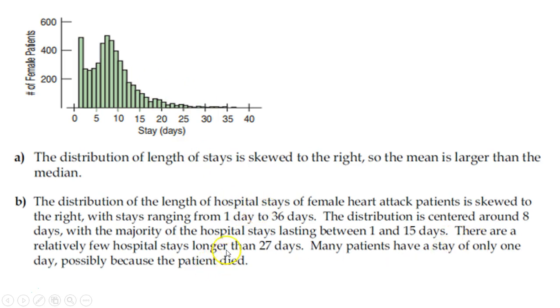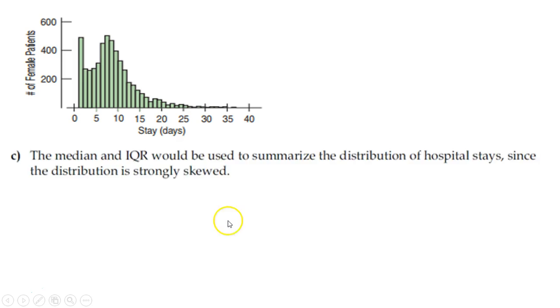There are also relatively few hospital stays that are more than 27 days, right? Once we get around this 25 mark, everything starts to dwindle out. And many patients have a stay of only 1 day, right? That seems to be kind of the max there. It's probably close to a week. And then possibly because the patients will die. That could be one option as to why it's only a 1 day stay, and that's pretty high up there, and it's also pretty morbid to think about.